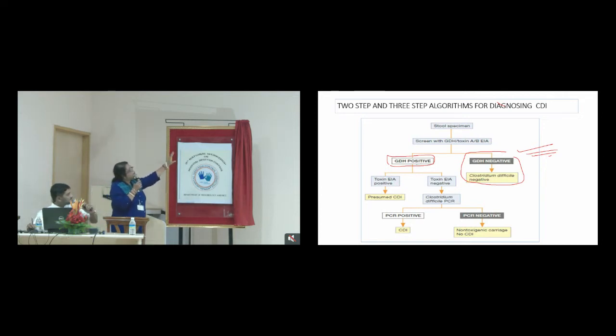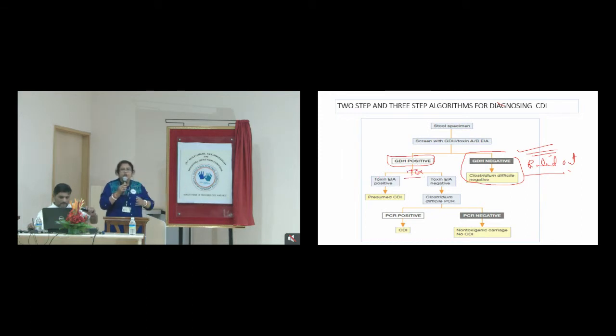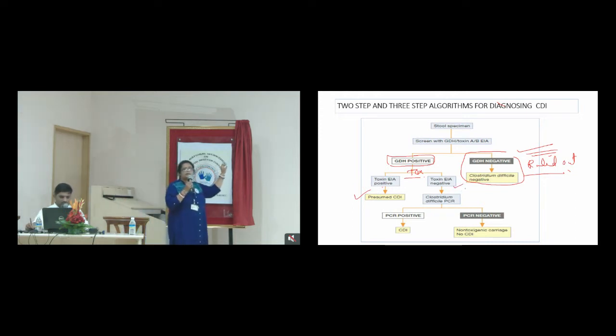You have the stool specimen. You screen it for GDH and toxin A and B using the ELISA. If it is GDH negative, Clostridium difficile is ruled out. But if it is GDH positive, you have to find out whether it's toxigenic or non-toxigenic. So you go in for an ELISA which will demonstrate the presence of toxin. If it is positive, it is a presumed CDI. If it is negative, you have demonstrated the presence of GDH, but toxin is negative. What do you do next? You do a PCR.